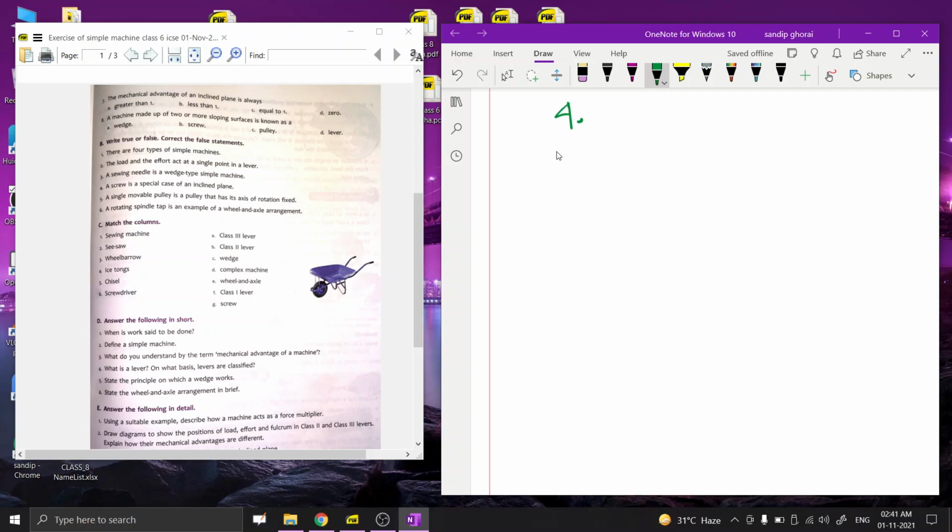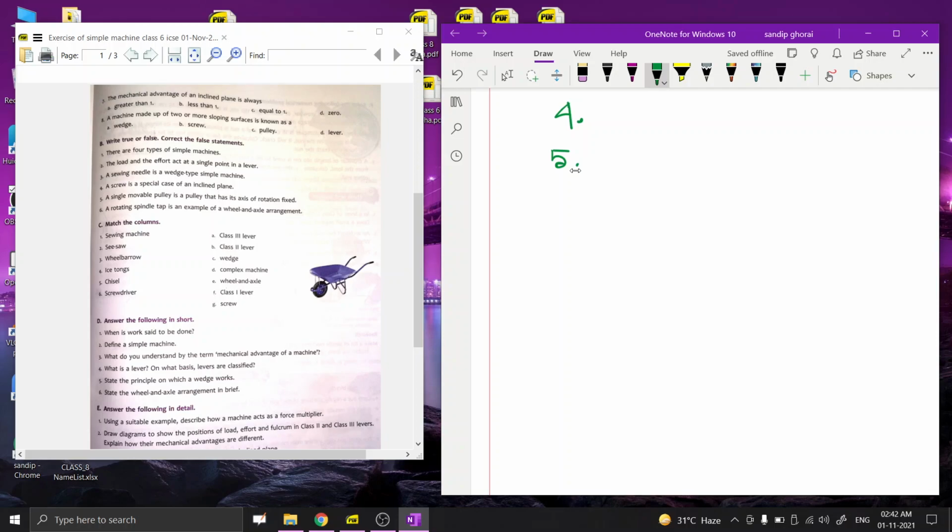We move to our next question: state the principle on which a wedge works. You have to write this from your book. So what is the principle of a wedge? We know some examples of wedges: knife, axe, and chisel. These are examples of wedges commonly used by us.